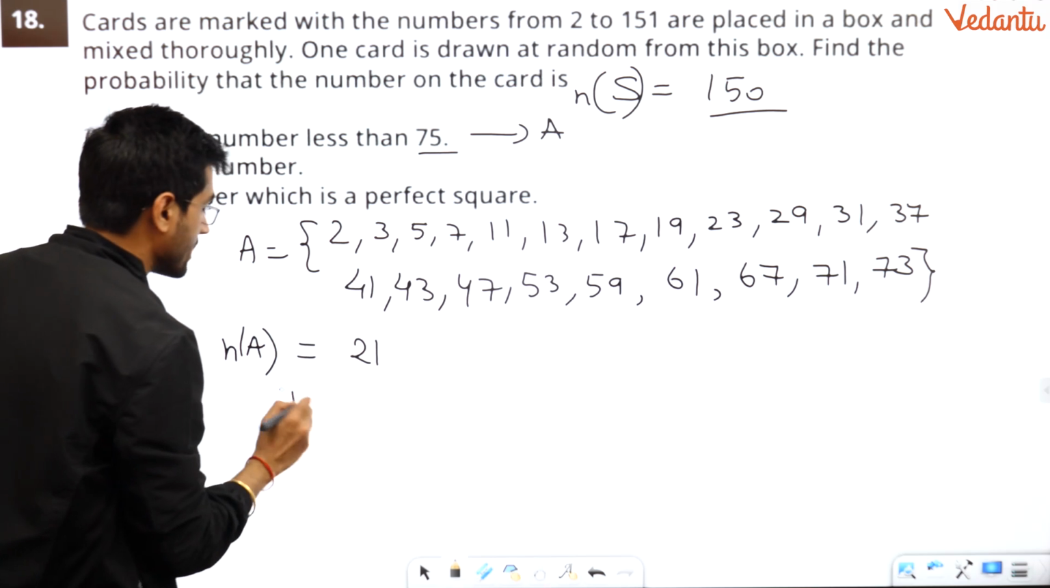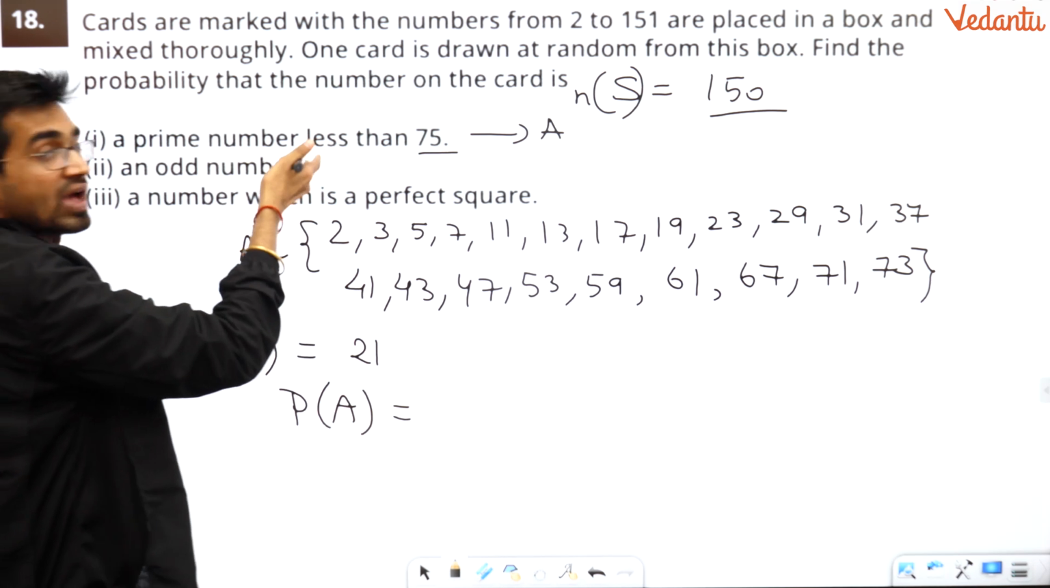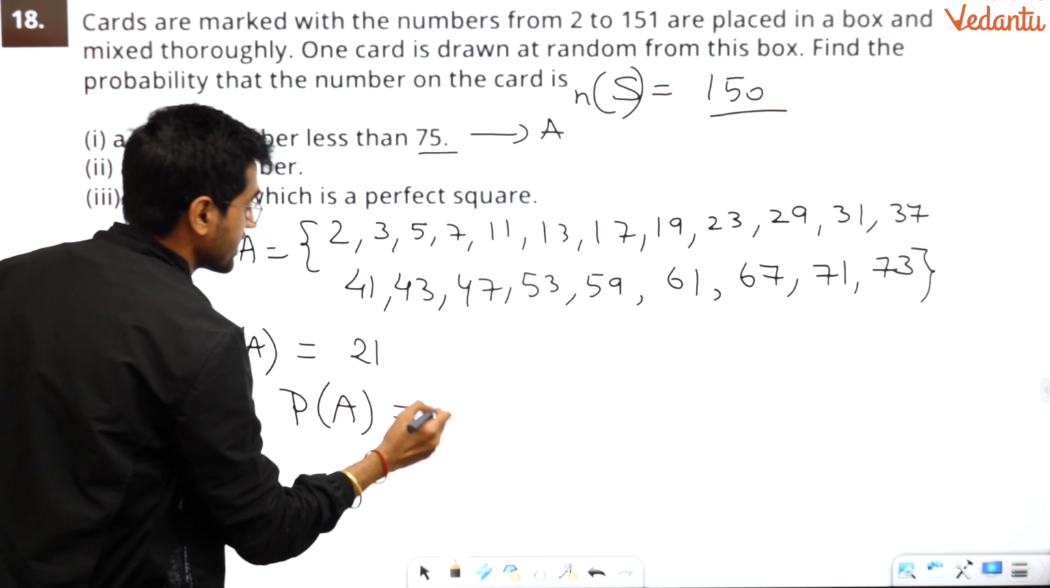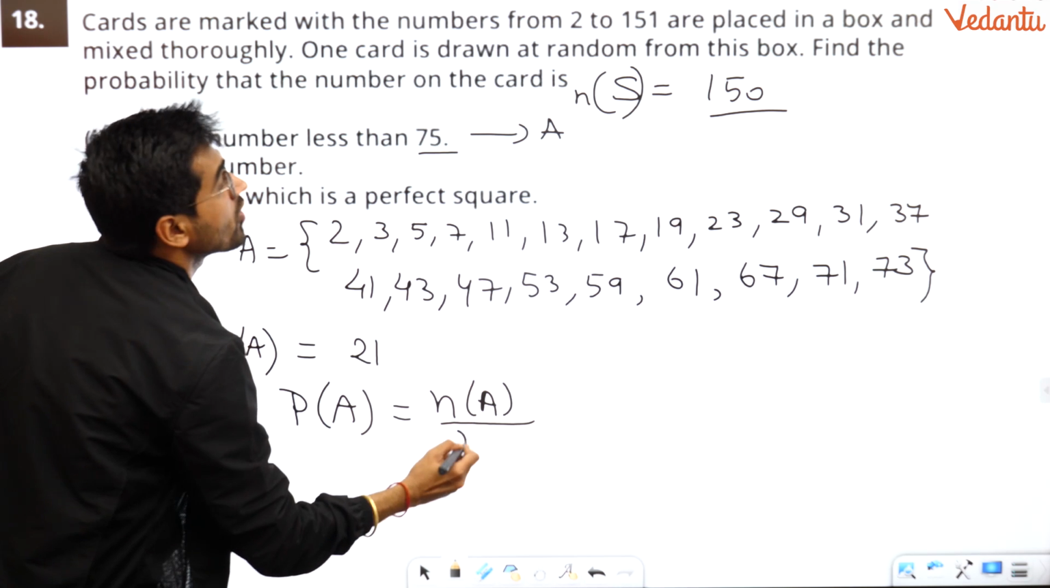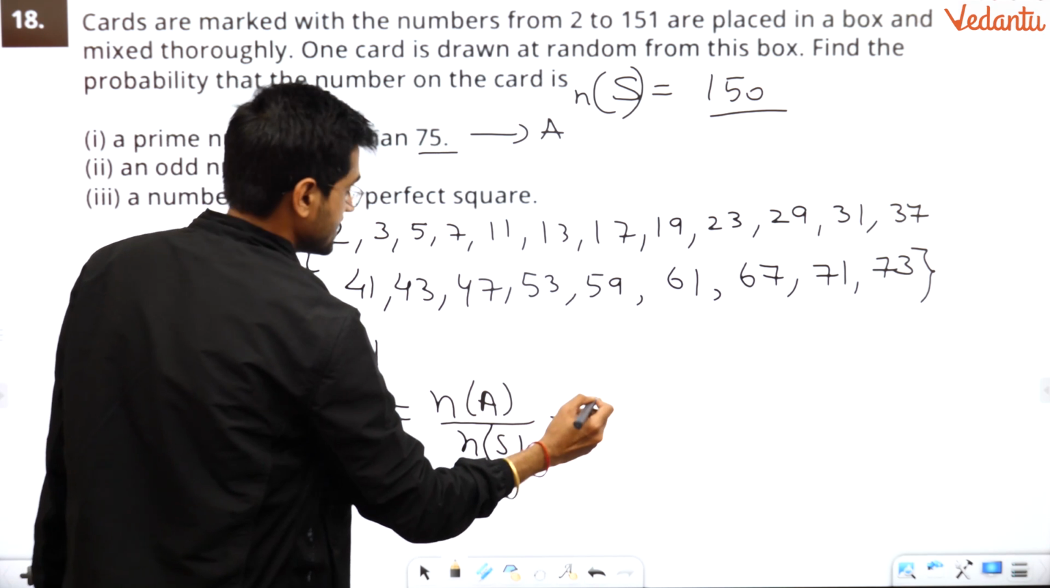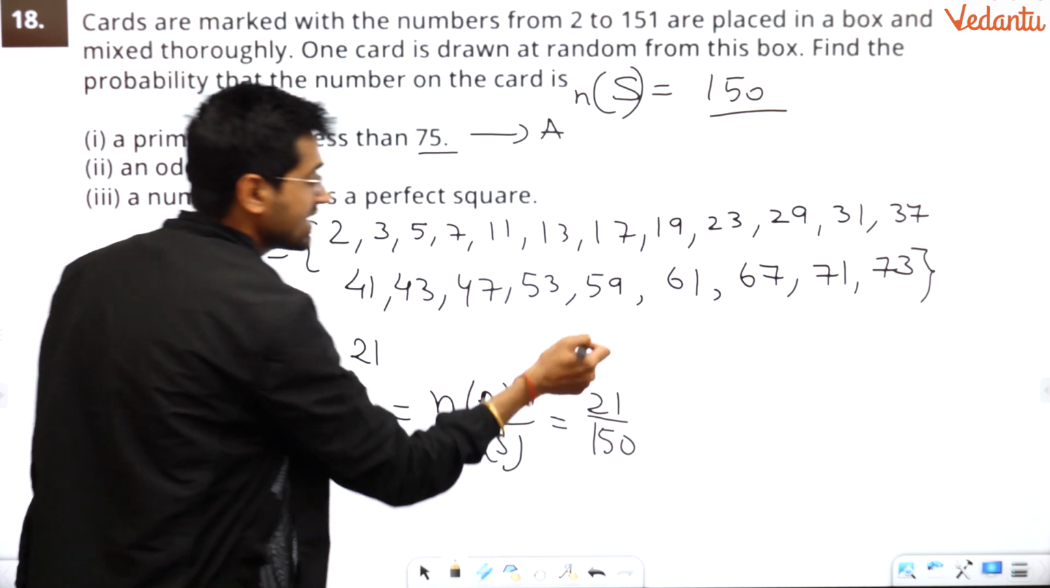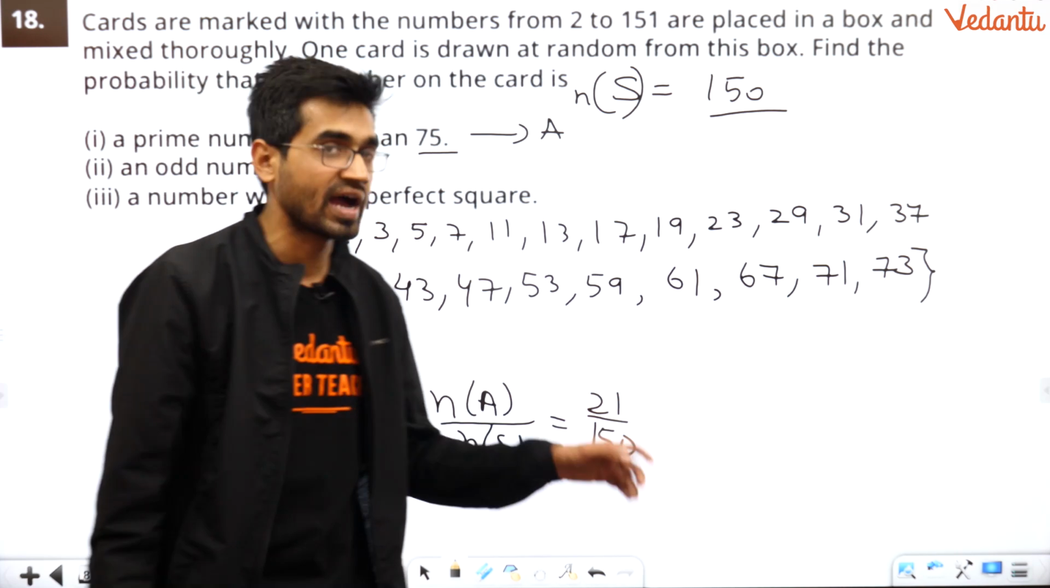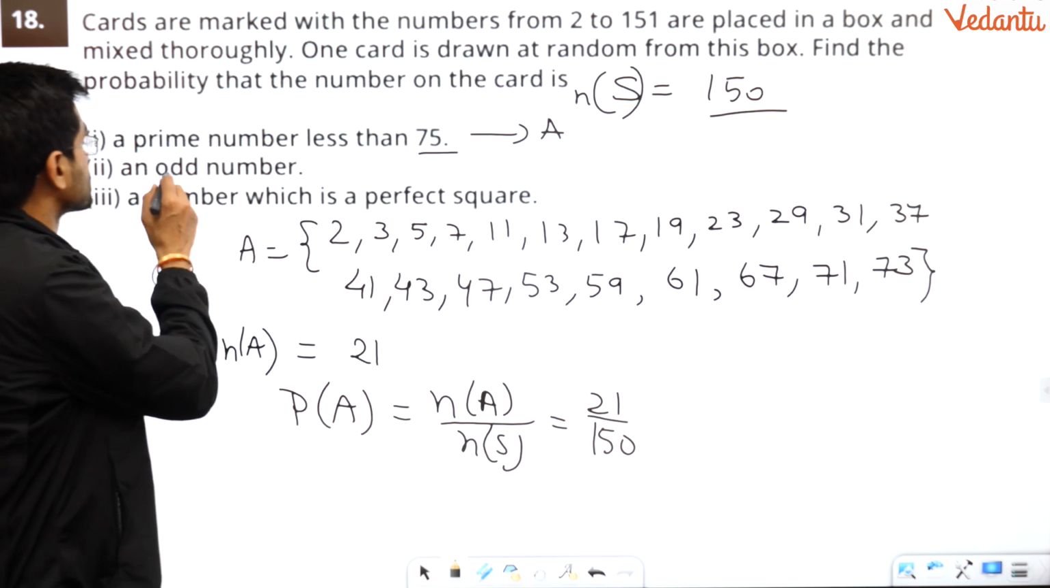So remember, what is the probability that the event A occurs? That is, you have a prime number less than 75 is number of elements in A upon number of elements in S, which is 21 by 150. You all are smart. Simplify it and tell me in the comment box what is the answer there. Let us take up the next question, an odd number.